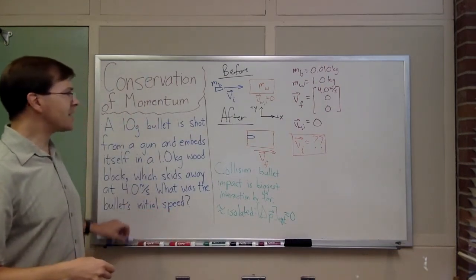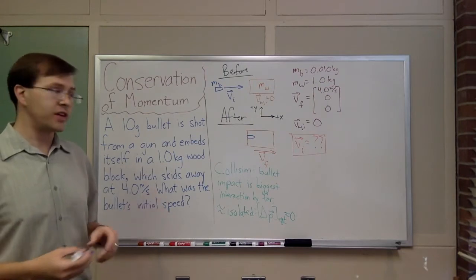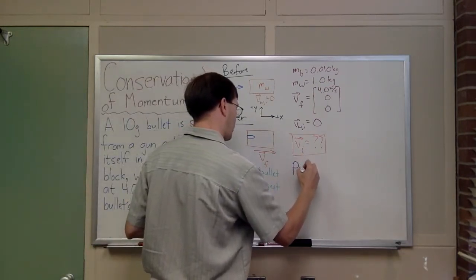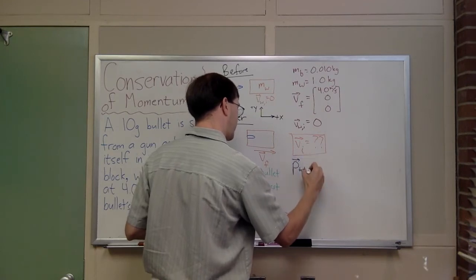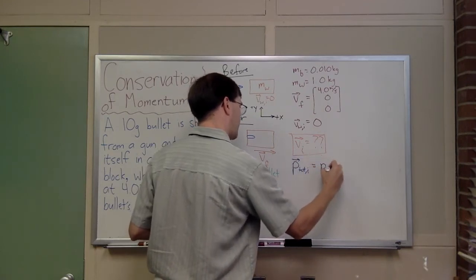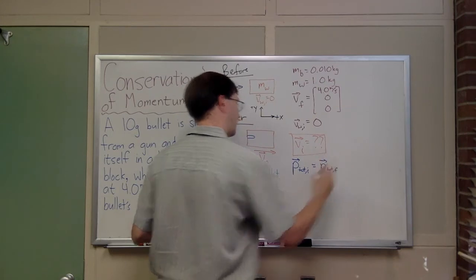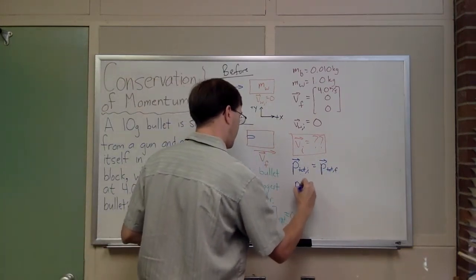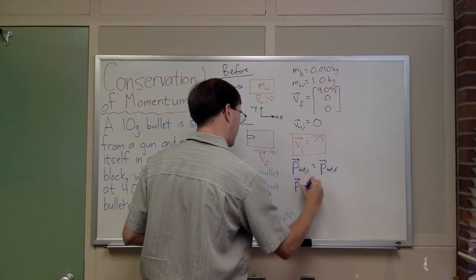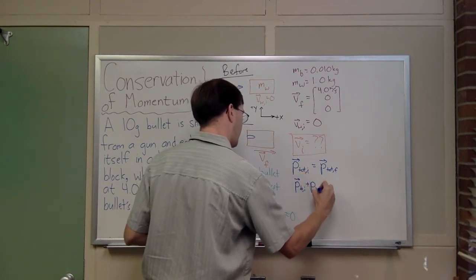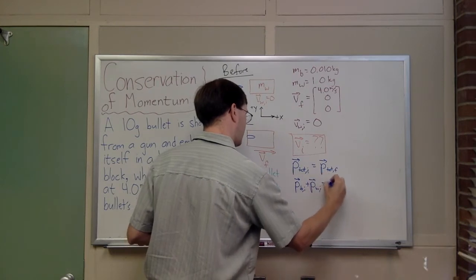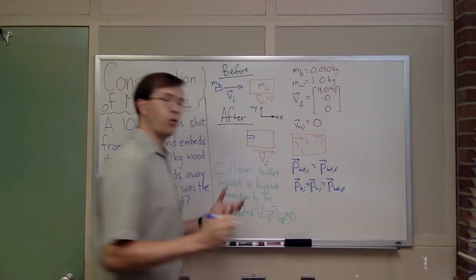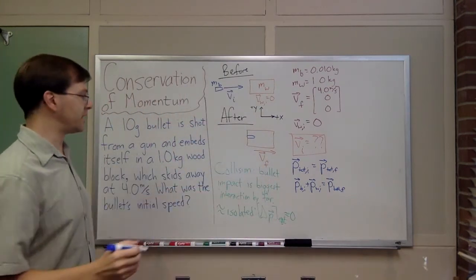We've got that, and so I'm going to write down my conservation of momentum equation, which is just to say that the total momentum initially is equal to P total finally. And to write that out more explicitly, I'll have P bullet initial plus P wood initial equals P both final, both of them together, moving at the end.